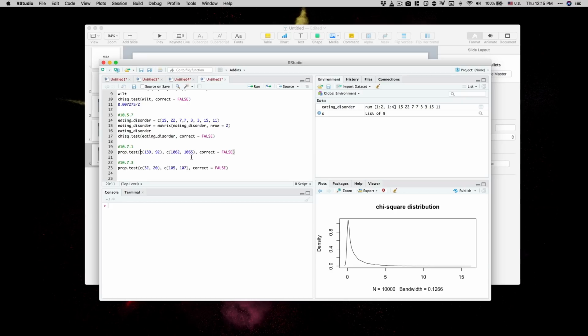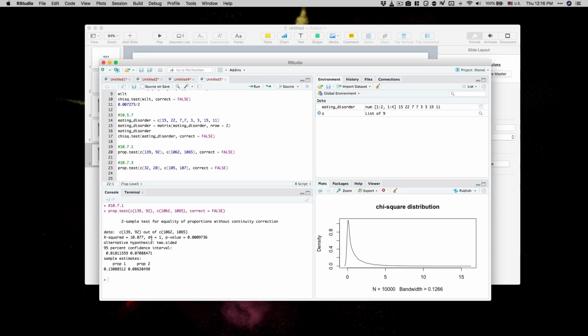If you want to get the exact result, and also remember to turn off the correct option, because this option works for small sample size, but in this case obviously we have more than enough observations, so make sure to turn this off. So if we run this line of code, we can get a 90% confidence interval that ranges from 0.018 to 0.07. That is the 95 confidence interval for the true value of P1 minus P2.